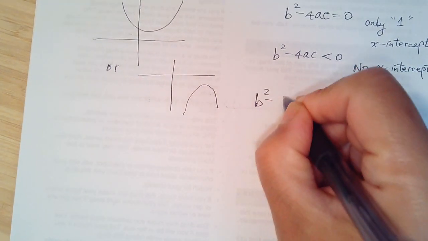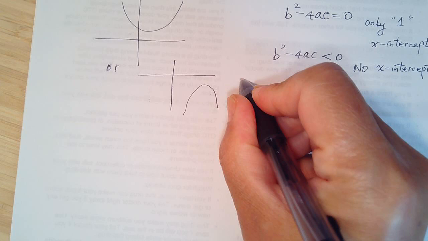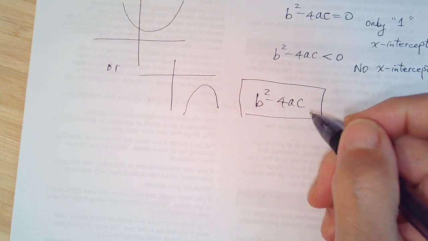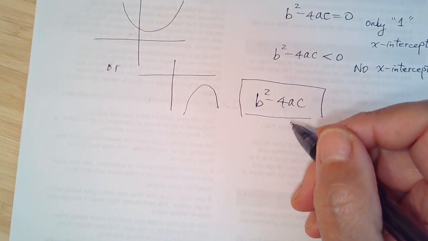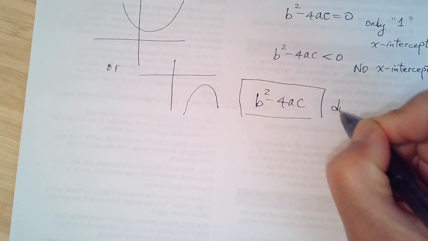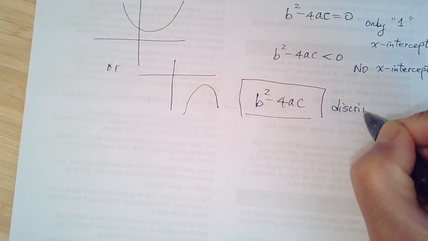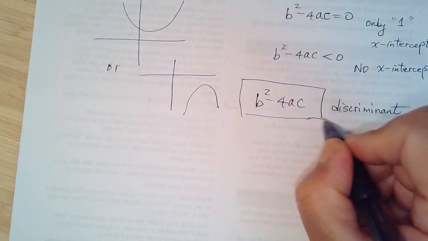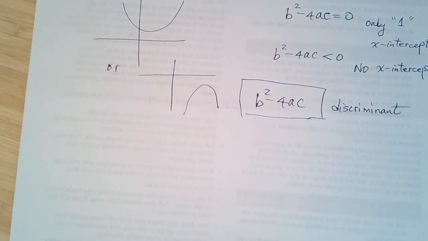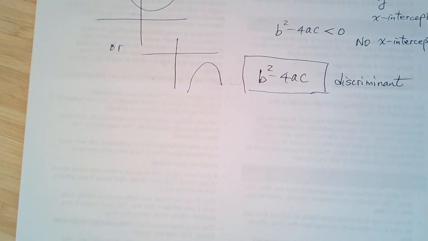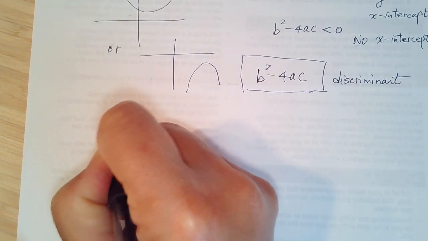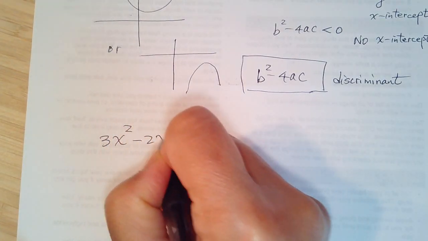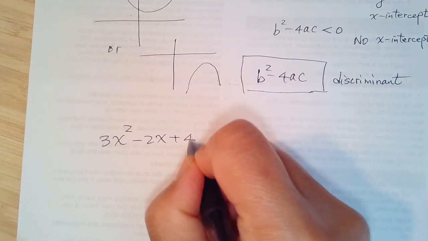All right, now we're going to do an example of this guy. This b squared minus 4ac has a special name. Okay, what is that called? Discriminant. That's the name of it. Okay. All right, now we're going to solve this one. 3x squared minus 2x plus 4 equals 0.